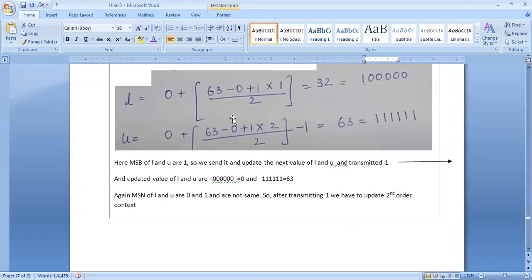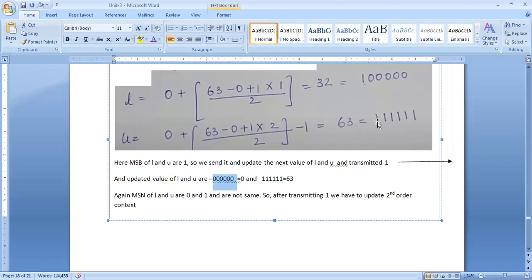Okay, so here we find the most significant bit 1 1. So we will transmit 1 and again update the value of L and U by shifting 1 bit to the left. So here we will drop 1 and add 0, so we will get 6 times 0, which is 0. And for 63 we will drop the left side 1 and we add 1, so again we will find 6 times 1, which is 63.